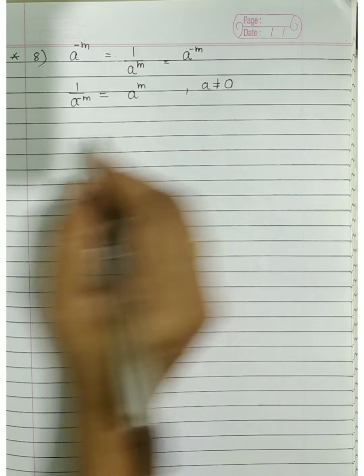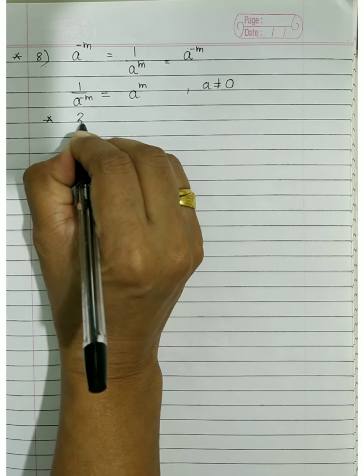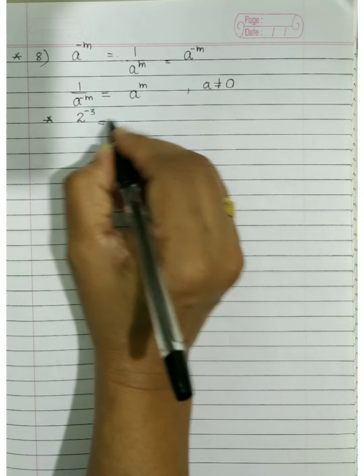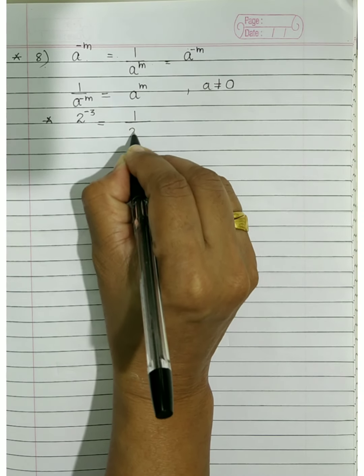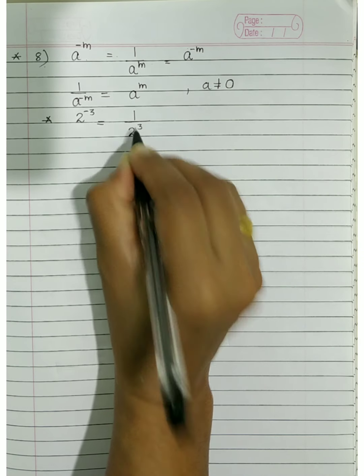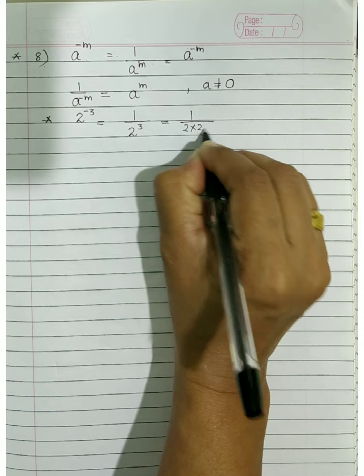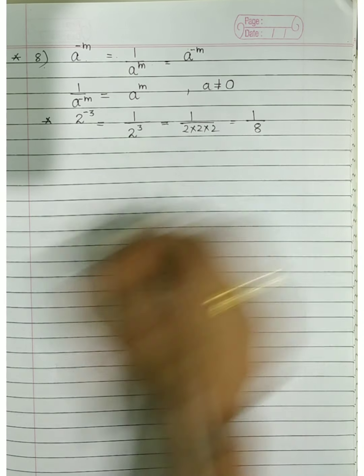So what do you understand here? An example I will give you. If you have 2 raised to minus 3, you do not know what to do with that minus 3. So you will make the index positive first. 1 upon 2 to the minus 3 will become 1 upon 2 to the plus 3. And now you can work out what it will be: 2 into 2 into 2. So simply it comes as 1 upon 8.